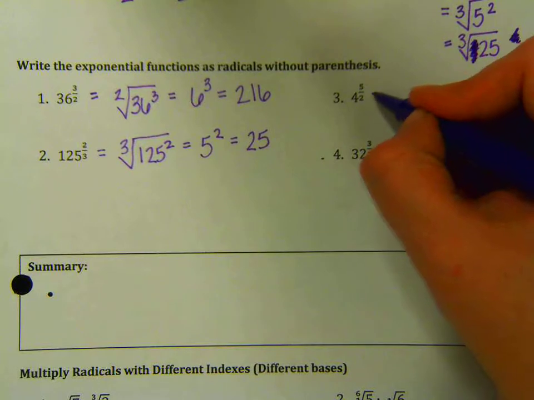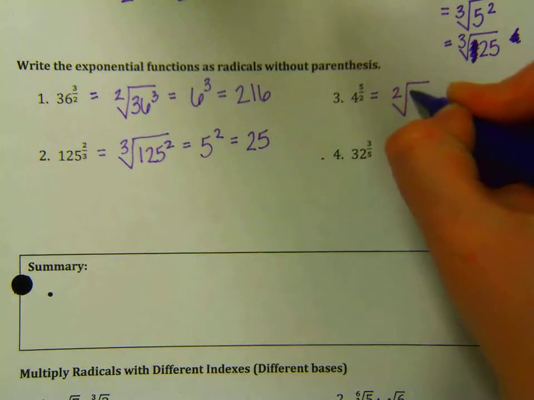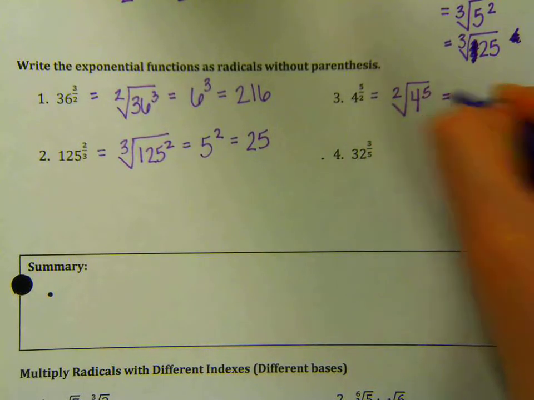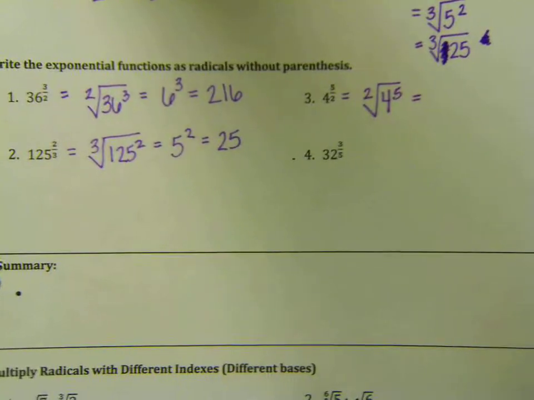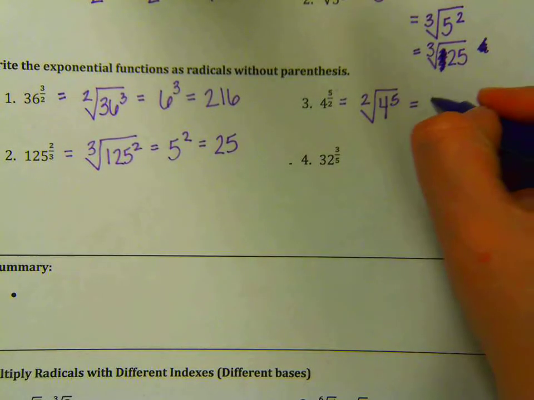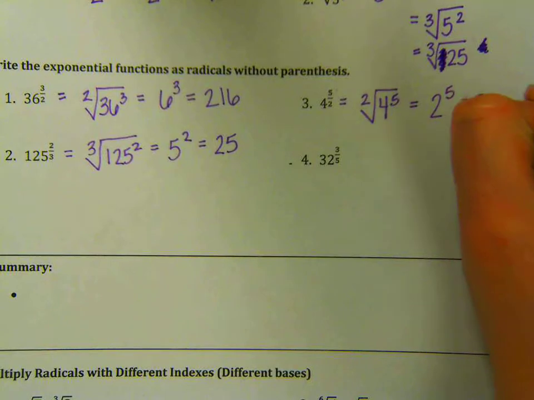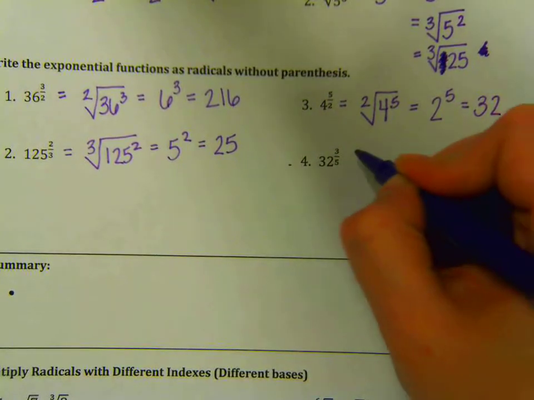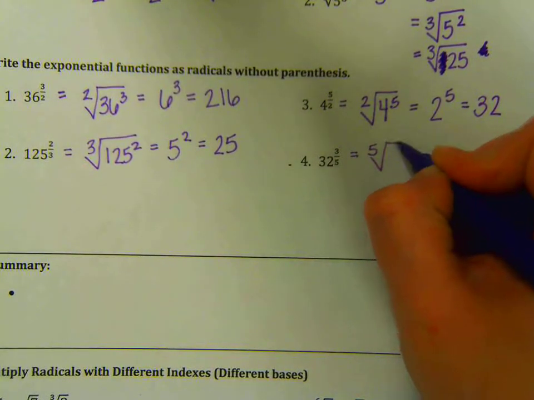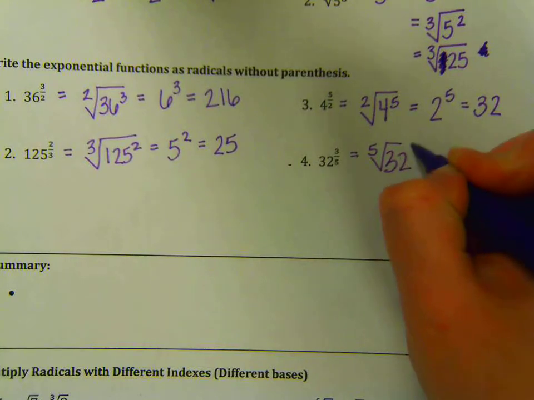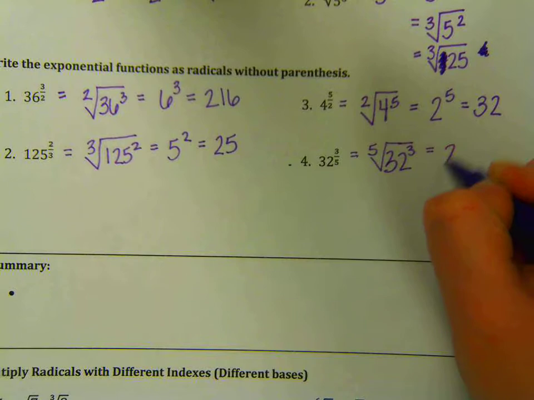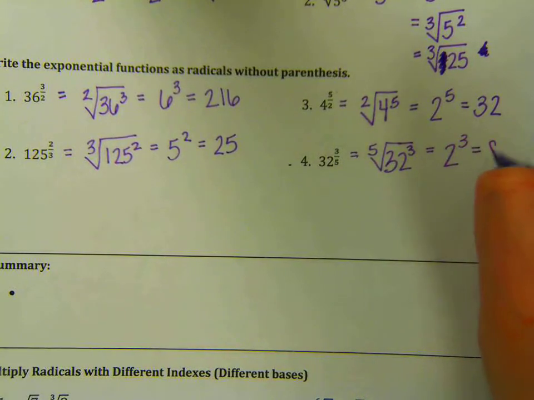Number 3, square root of 4 to the 5th power. So we have 2 to the 5th power, which is just 32. And finally, the 5th root of 32. And I'm putting that to the 3rd power. So we have 2 cubed, which is 8.